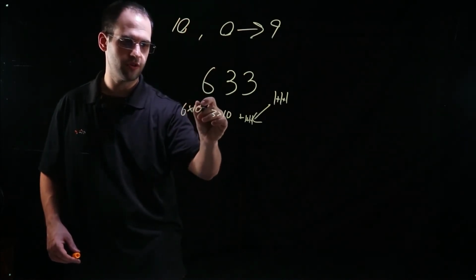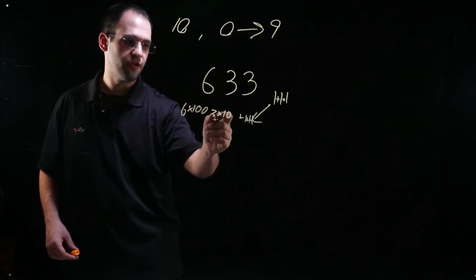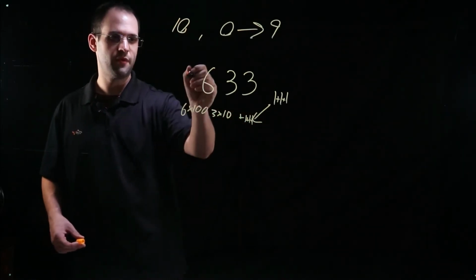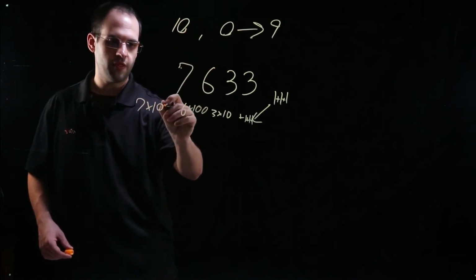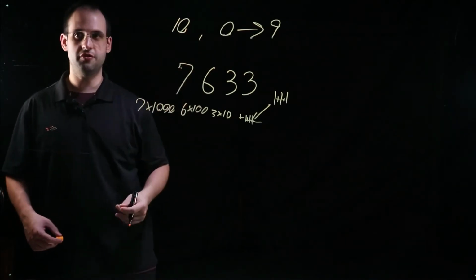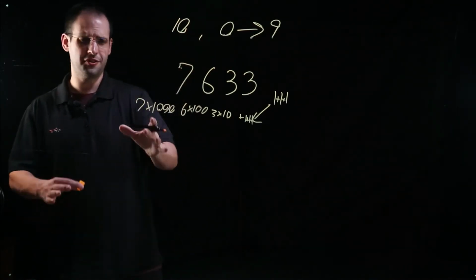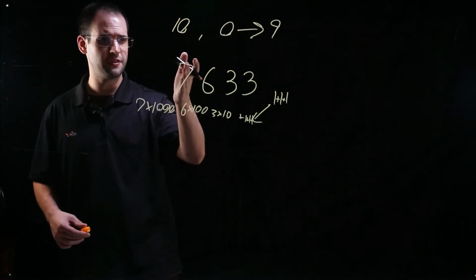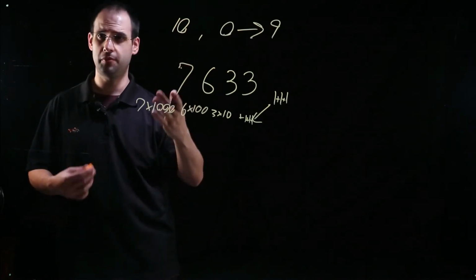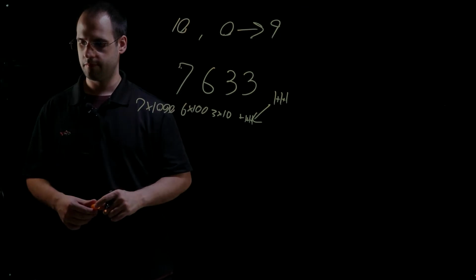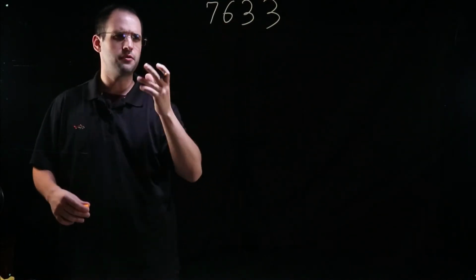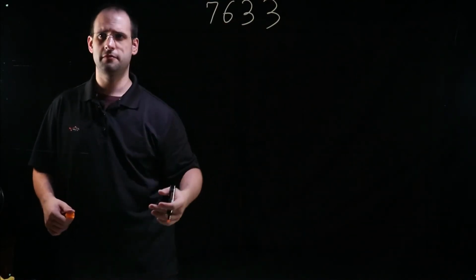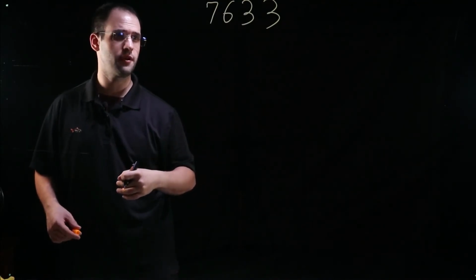So 6 times 100, right? 633. Okay, and we could keep on going with this, 7 times 1,000, right? And this would be the 7,000th digit, all right? I'm sorry, not the 7,000th digit. This would be the digit 7 in the 1,000th positional value. All right, so we have this number 7633, or 7,633.